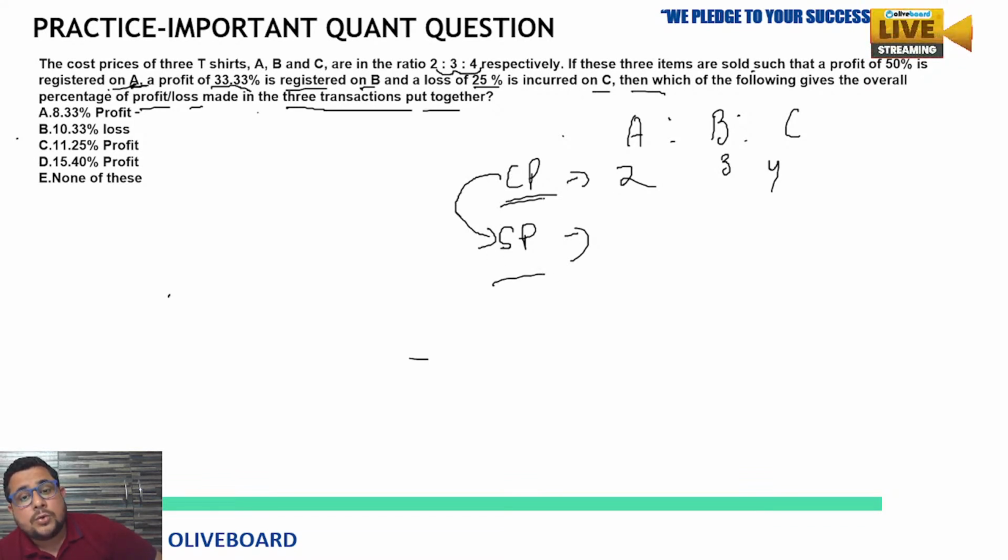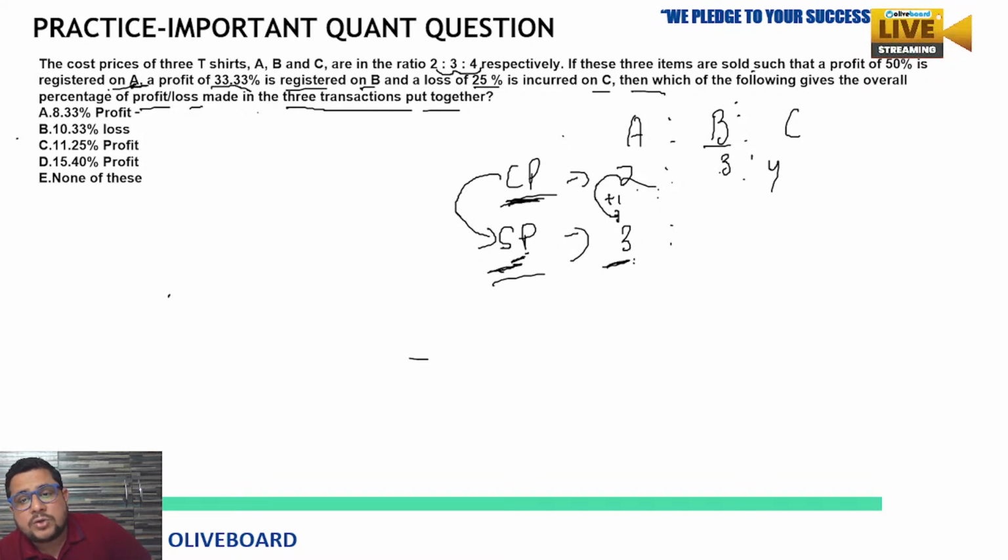So here we know the cost price ratio. So if we are having the selling price ratio also, then we can easily compare, no need to have the certain amount. By ratio also you can calculate. So see here, on t-shirt A, how much? 50% profit. 50% of this 2 would be what? 1. So 2 plus 1, 3. In ratio terms, it would be 3, the selling price of A. If cost price is 2, then selling price would be 3.